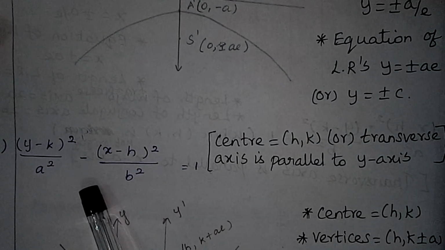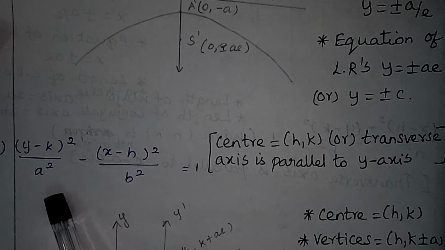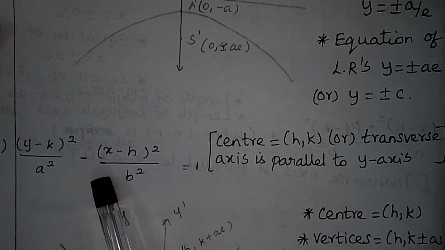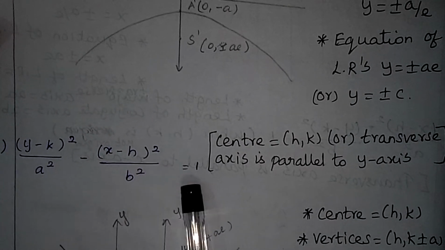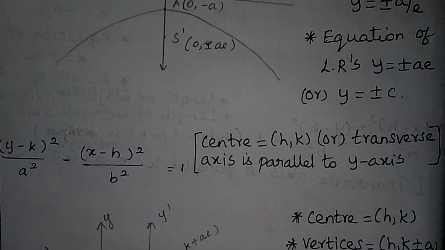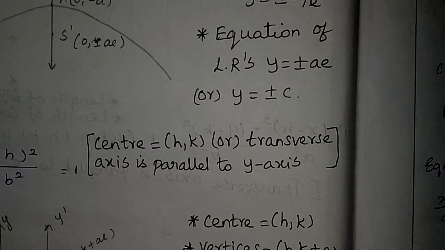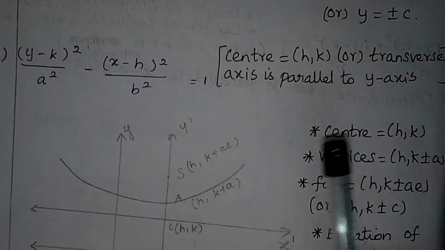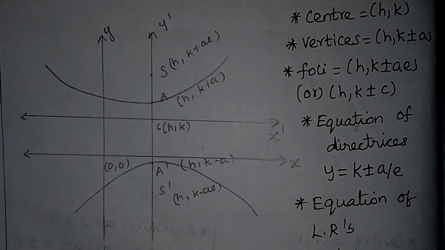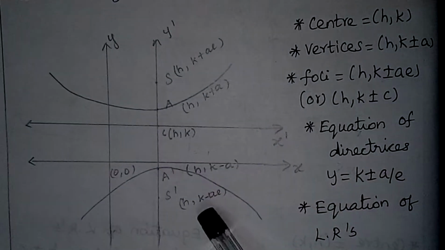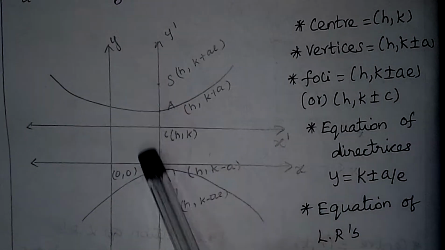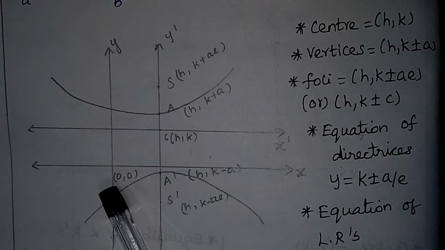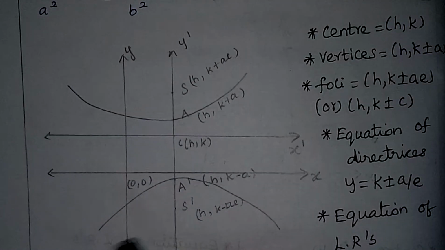If the center is not origin, this second type will become like this. Y minus k the whole square by a square minus x minus h the whole square by b square equal to 1. Here the center h comma k is not origin and the transverse axis is parallel to y axis. So the diagram will be like this. It will be opened upward and downward. First you will mark the x-axis, y-axis and center, origin. Center is not origin.